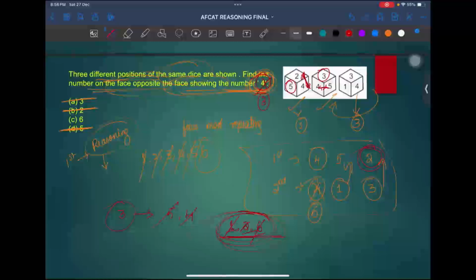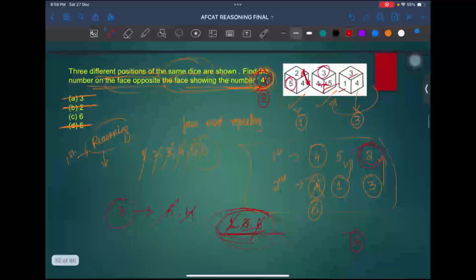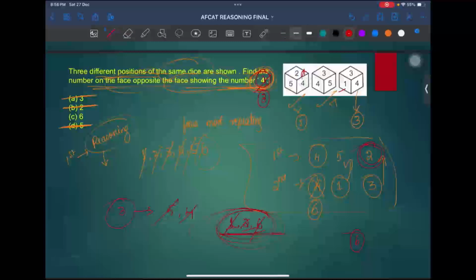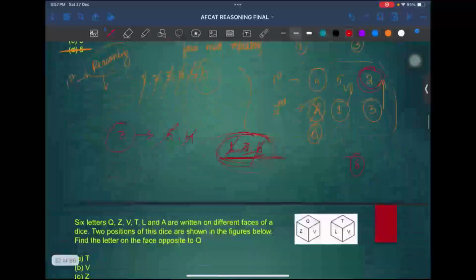Since the question is 4, you can just guess that the opposite value of 4 is 6. But if the question is asking about 1 or 3 or 5, then it will become a little difficult. Since in every question 4 is getting repeated continuously, you can come to a conclusion easily that the opposite value will become 6. If the number is repeating in only one dice or two dice, then it will be difficult to get to a conclusion.